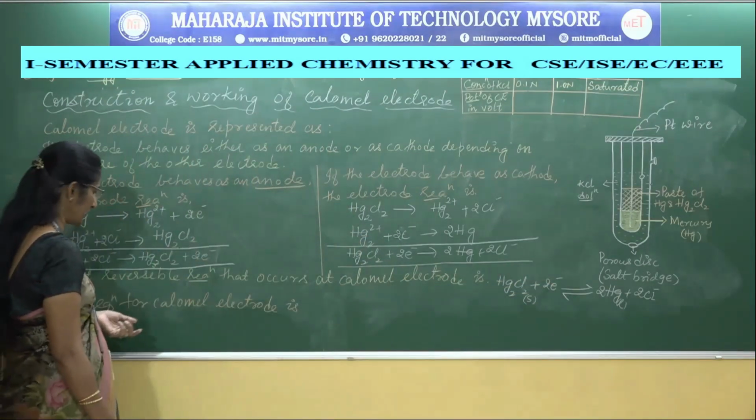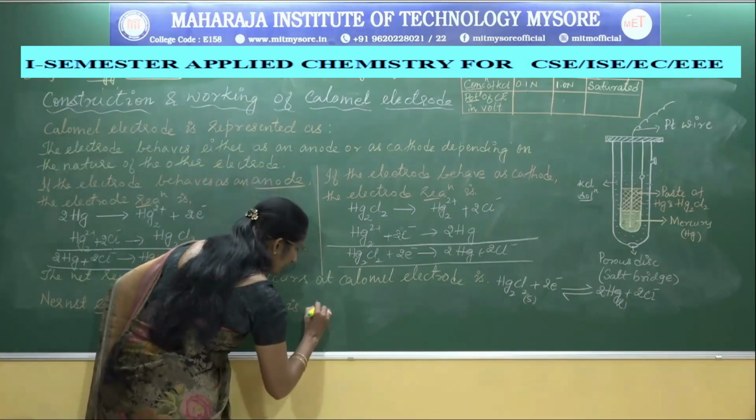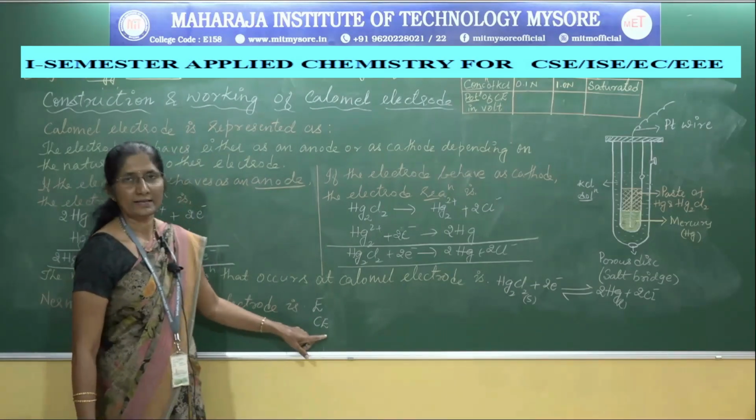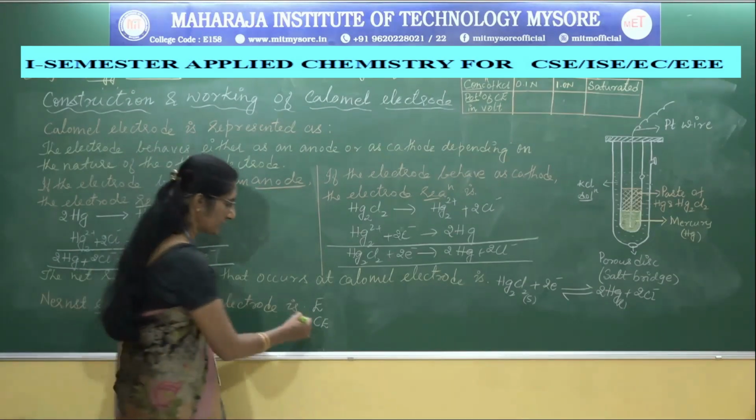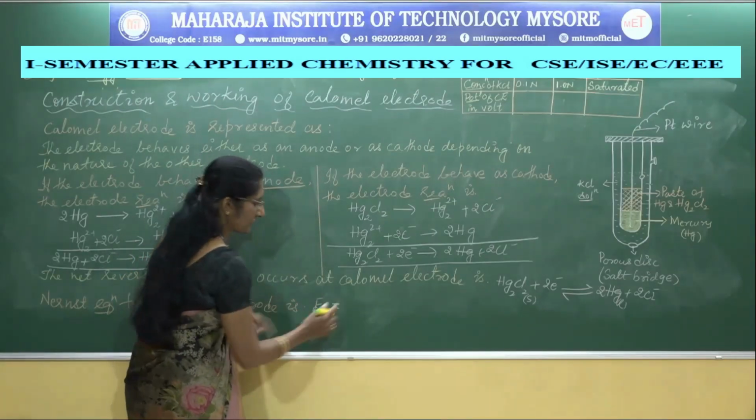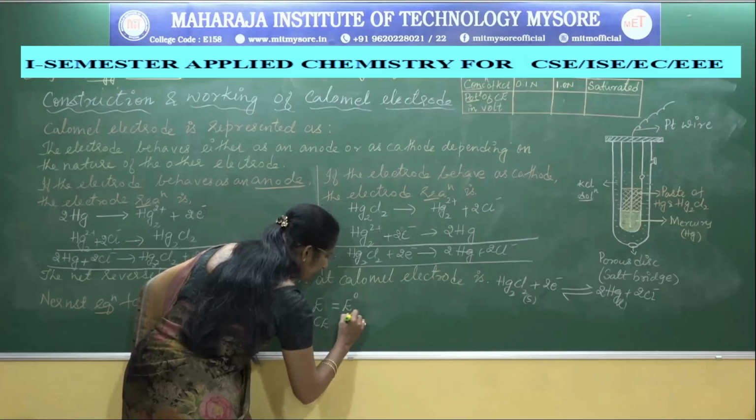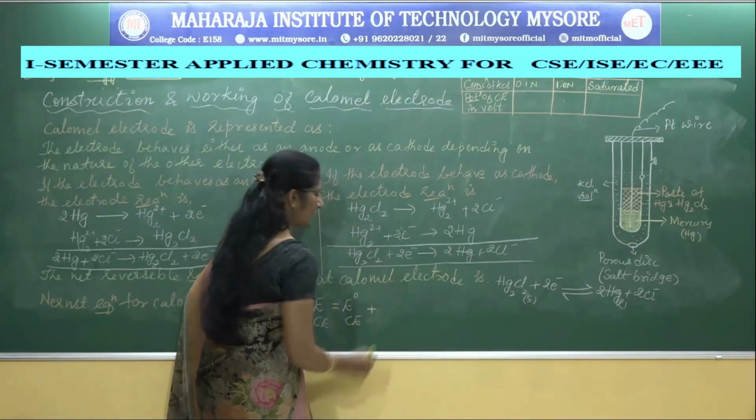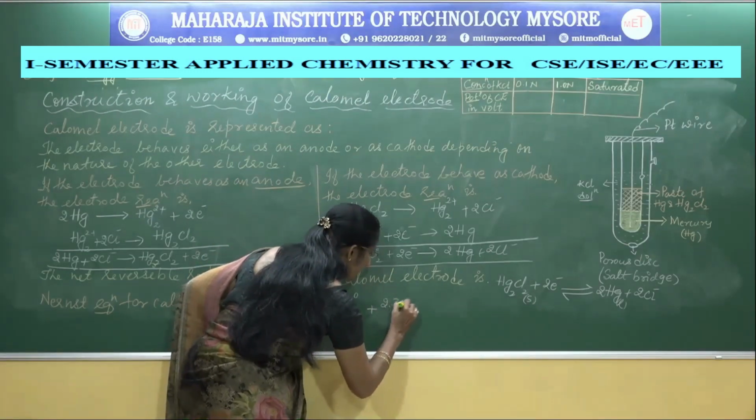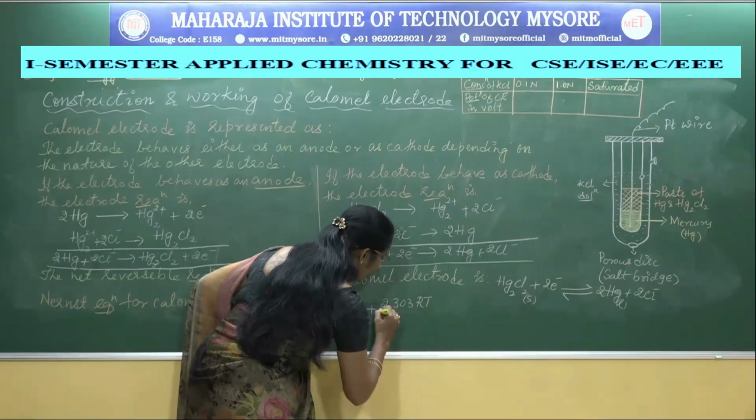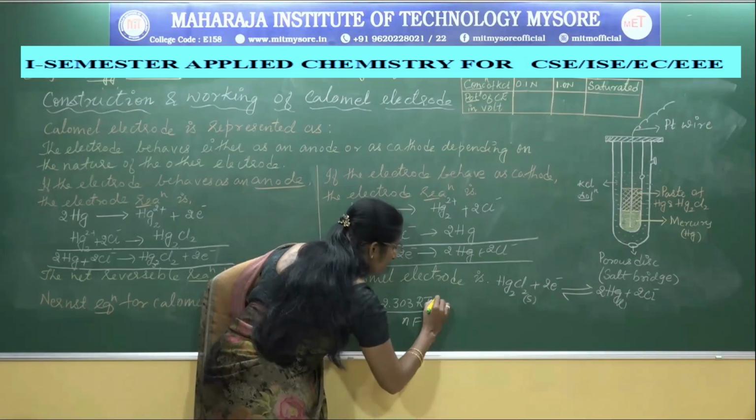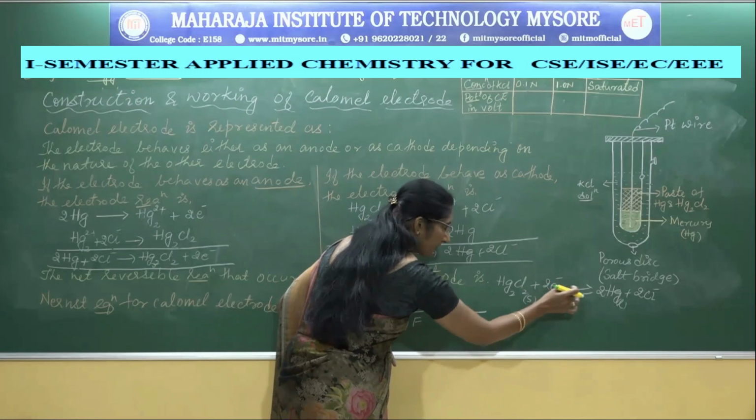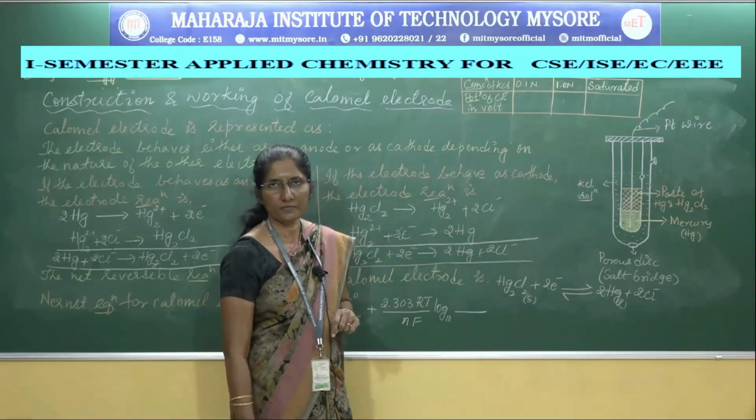So, recall the Nernst equation. What is the Nernst equation? E cell is equal to, here it is E calomel electrode. Calomel electrode is abbreviated by Ce. The electrode potential of the calomel electrode is equal to the standard electrode potential of the calomel electrode plus 2.303 RT divided by nF log base 10 of the concentration of reactants divided by the concentration of products.